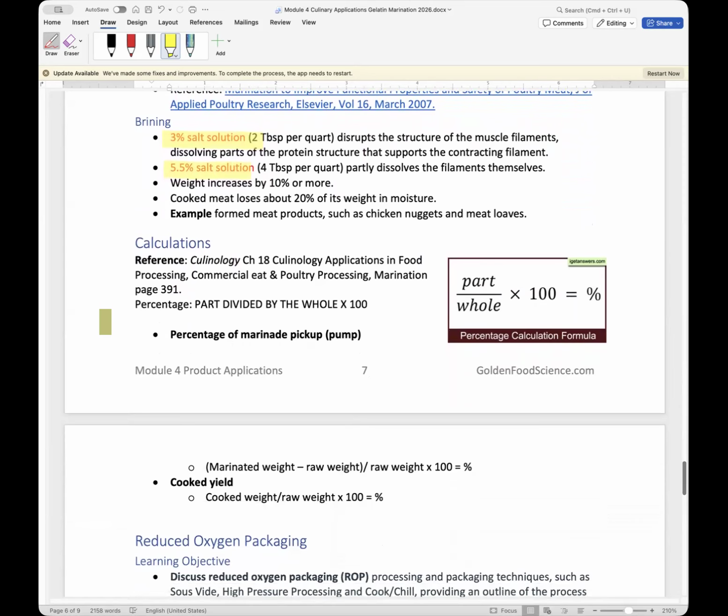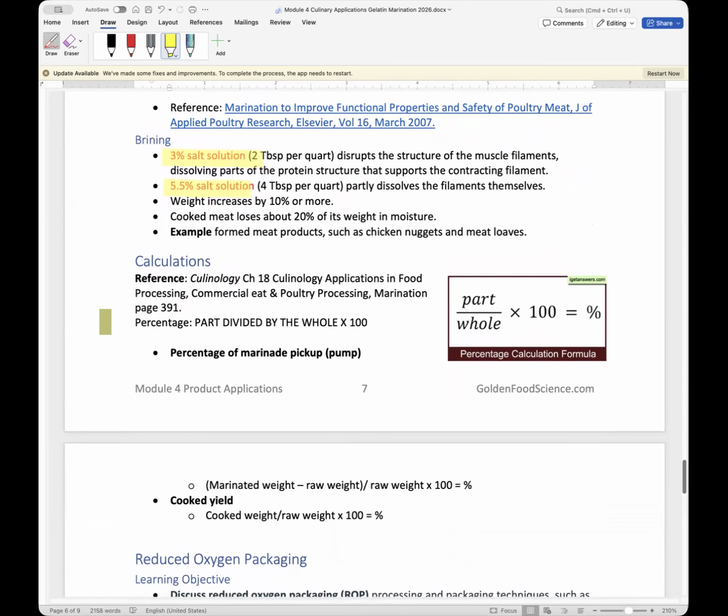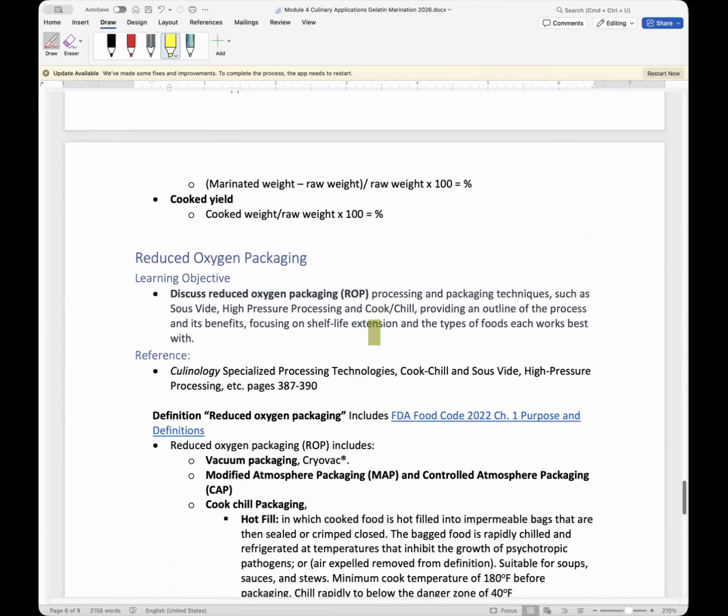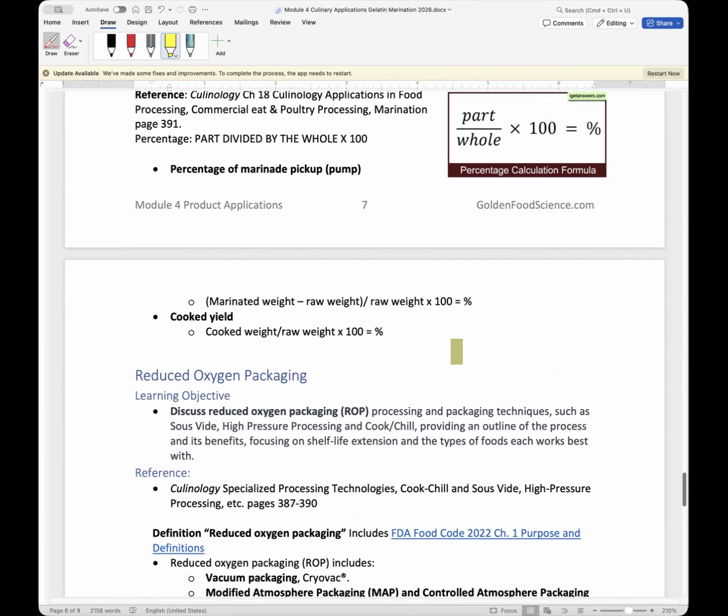All right. So then, I'm sure you're familiar with this. This is the percentage calculation formula, right? Part divided by the whole times 100 gives you the percentage of increase of water volume. I don't have to go over that. You know that. So if you weigh it before and then you weigh it after, you divide the whole with the water into the part without the water times 100.